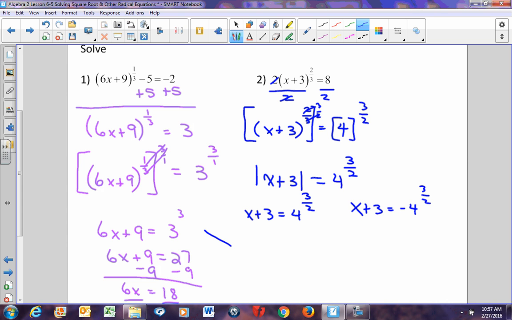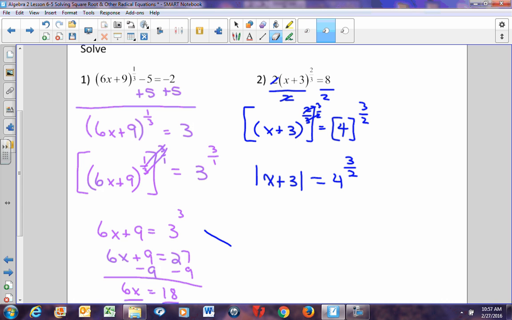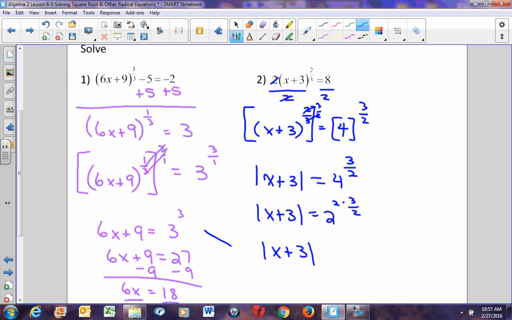Sometimes it's easier to take it to the 3/2 power first before you take it to its negative, which is what I'm going to do, just because I think it's a little simpler. So I'm just going to keep my absolute value of x plus 3. This is 2 squared raised to the 3/2 power, so it becomes 2 cubed. So we have the absolute value of x plus 3 equals 2 cubed.